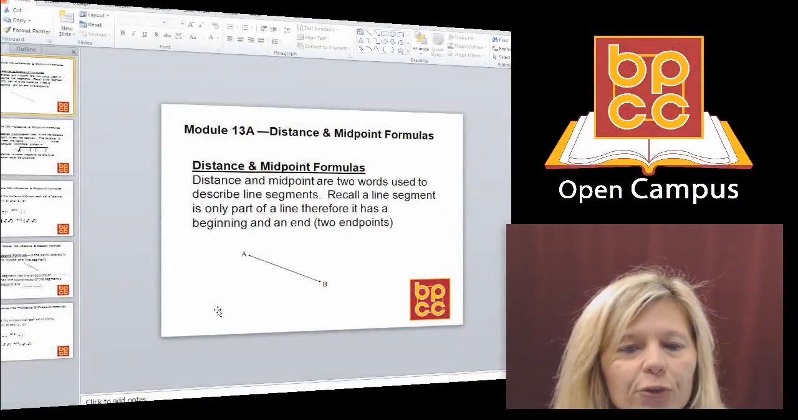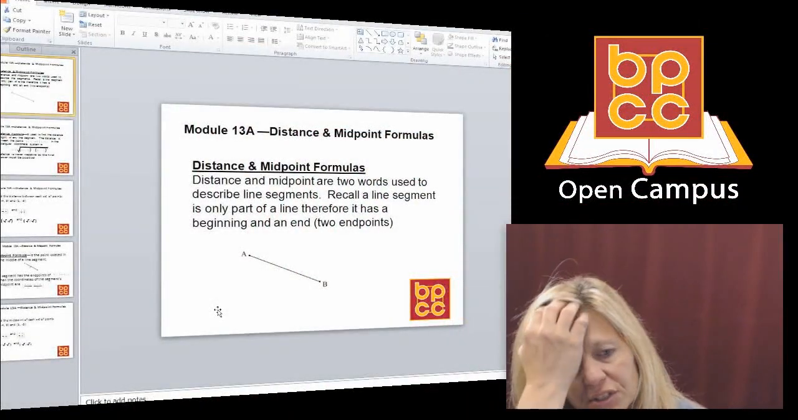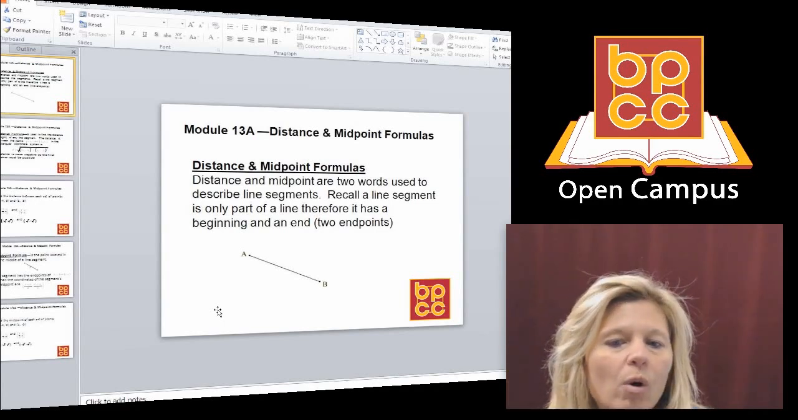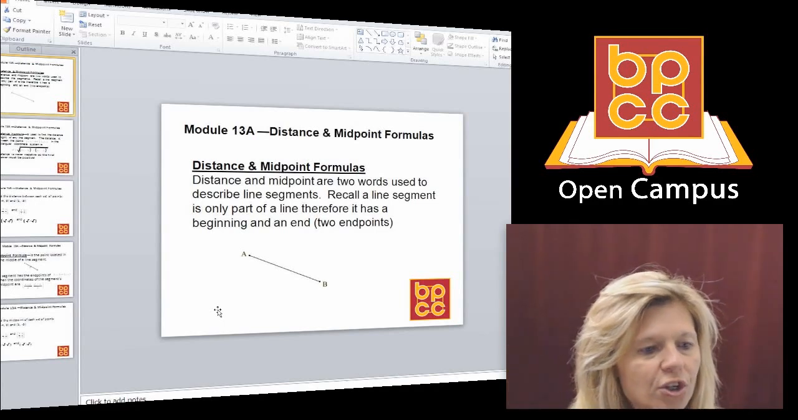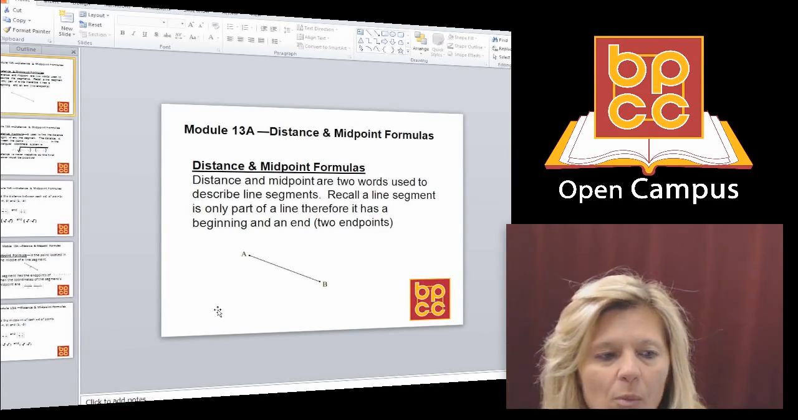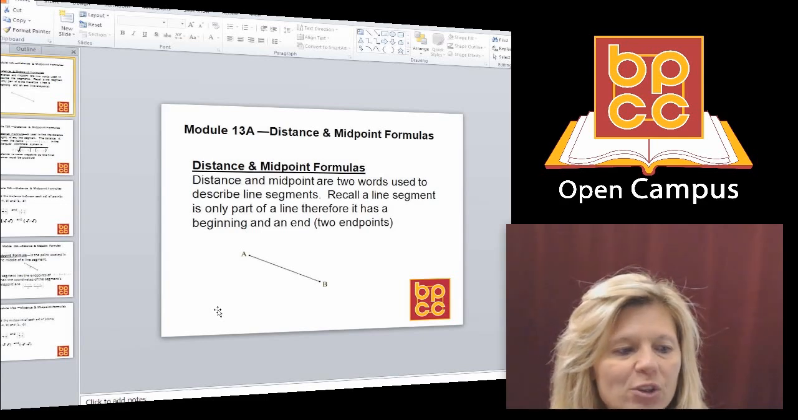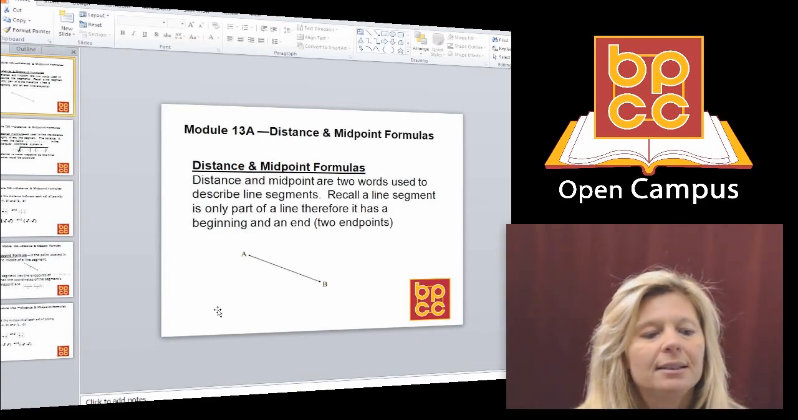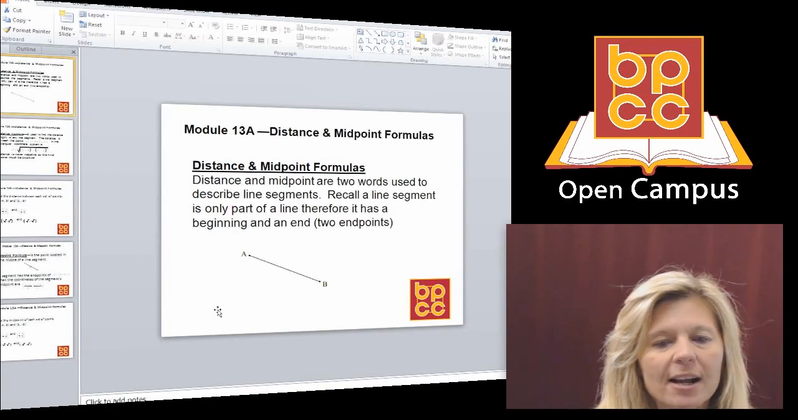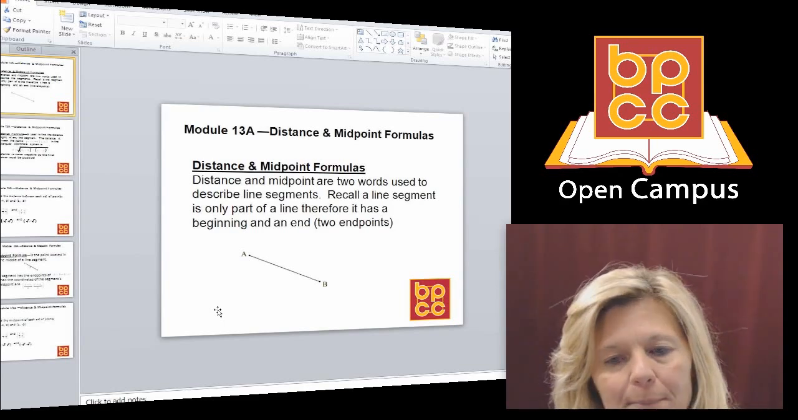Okay, the two formulas we're going to discuss today are called the distance and midpoint formula. What these formulas are used for is they're words to describe a line segment. Remember, a line goes on forever and ever. That's why we've been putting arrows on it. Now we're dealing with a line segment, and a line segment has a beginning and an end, two endpoints.